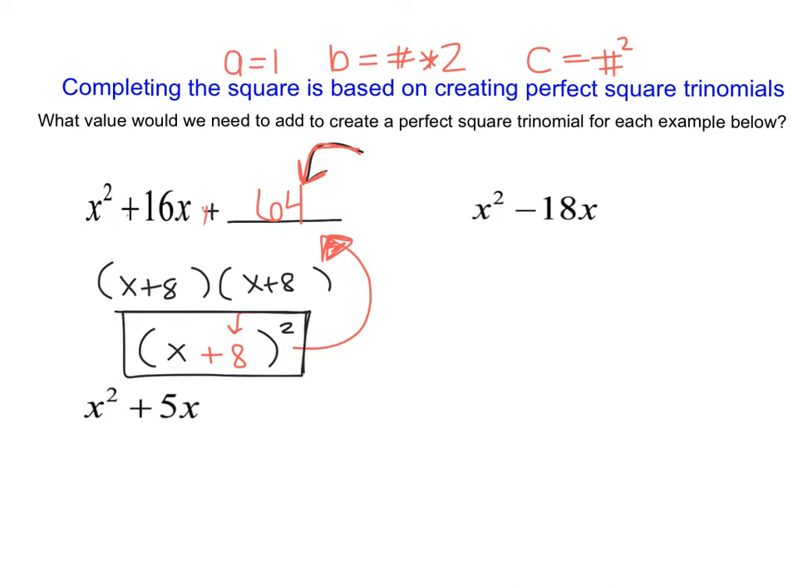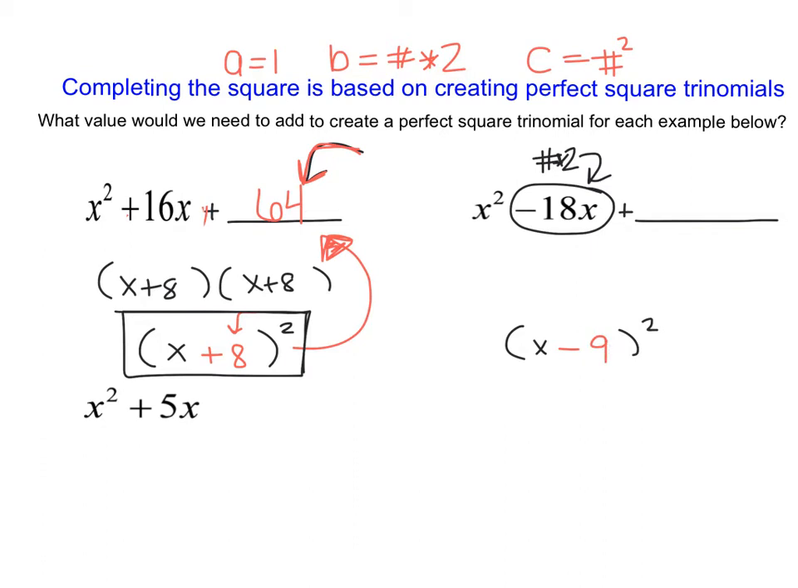So now if I move on to example 2 here, I again want to figure out what I'm going to add in here in order to make that a perfect square trinomial. So my goal is to end with something that will produce x plus or minus some number in parentheses squared. I know that this number creates this b value here, and whatever our number is times 2 creates this b value. So I have to think about what number times 2 gives me a negative 18. Well, I know that negative 9 times 2 gives me a negative 18. So what's going inside of this parentheses here is a minus 9.